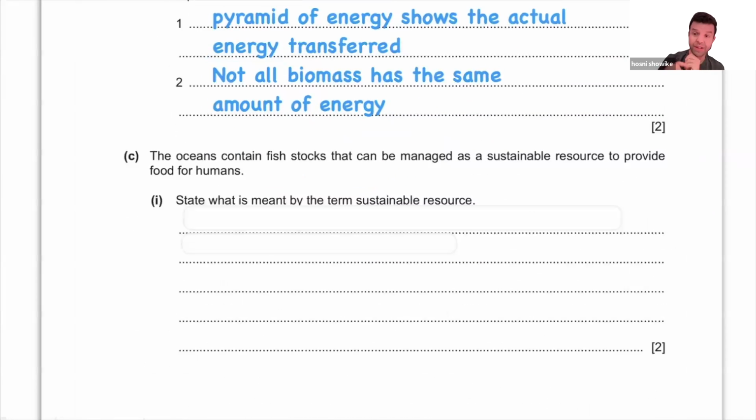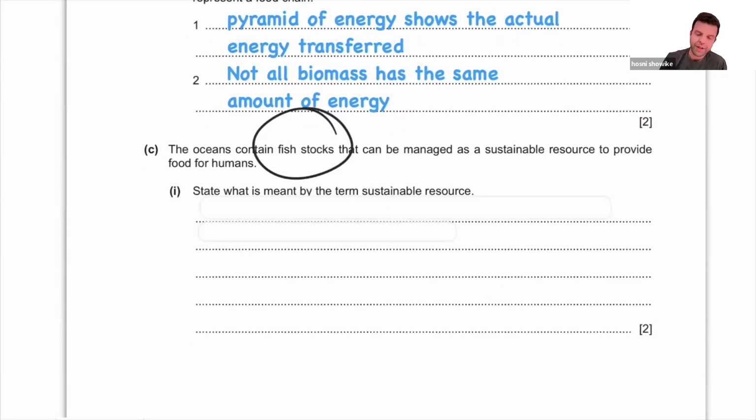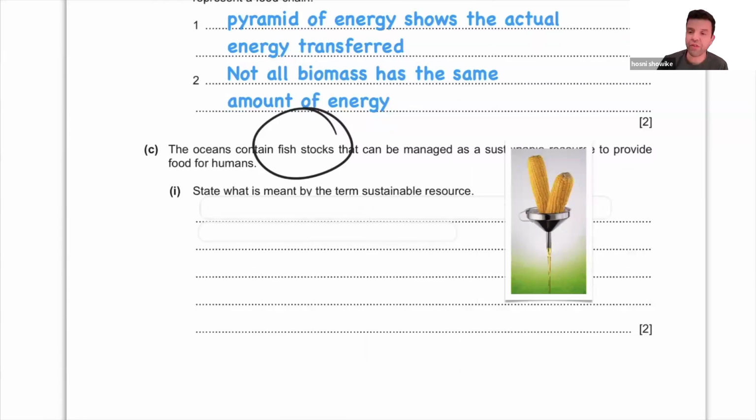Next part, it's a definition. What's meant by sustainable resource? Now, the word sustainable, like fish stocks, stands for what? Stands for something that you could make and it would never get used up.